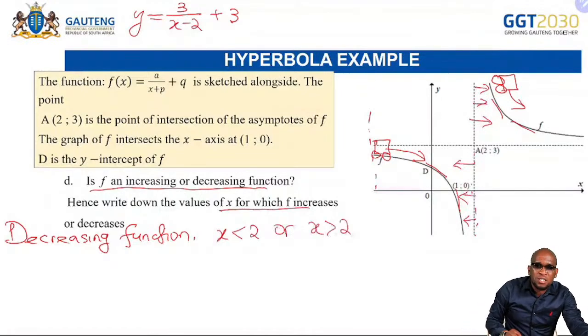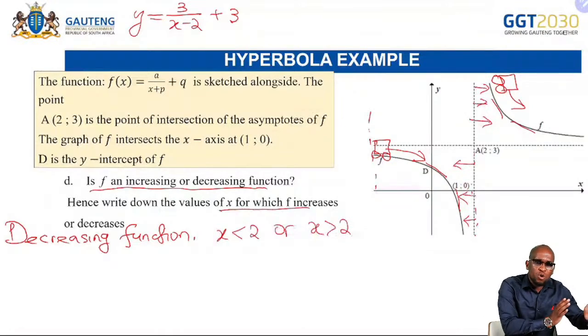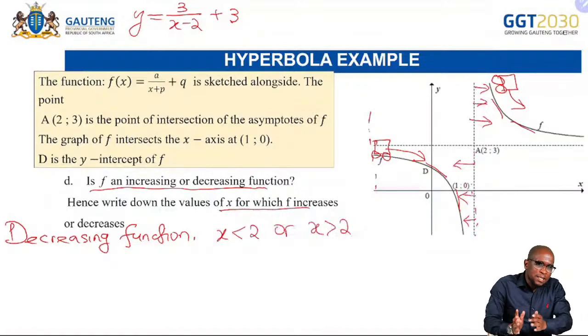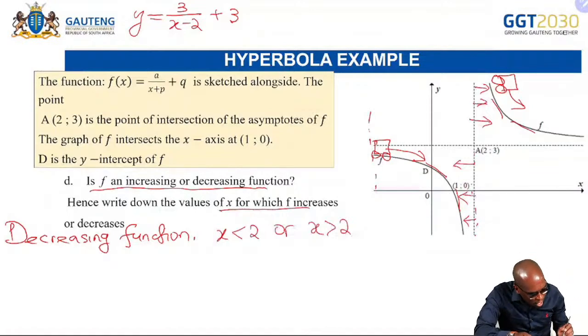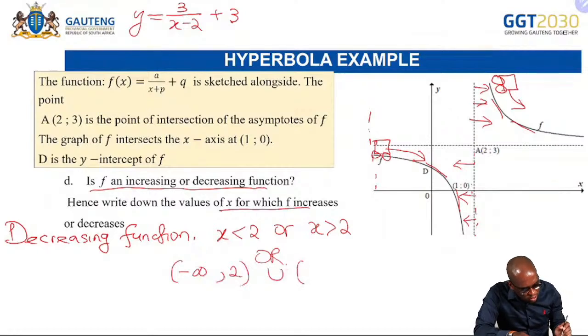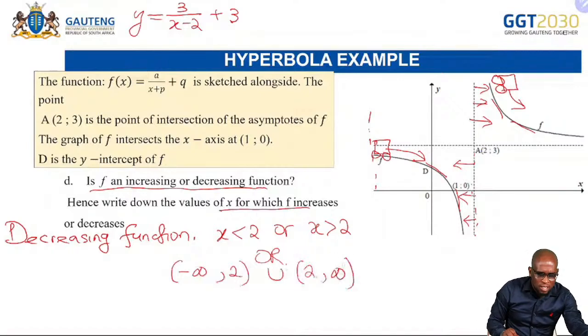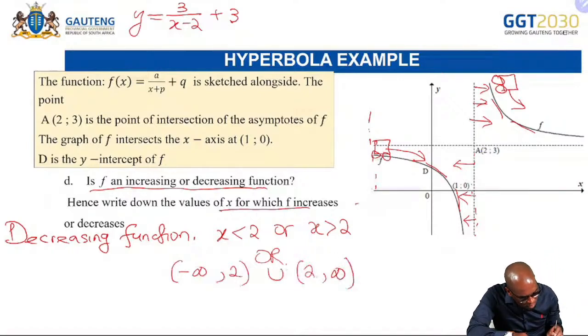It is decreasing on the left hand side of the asymptote as well as on the right hand side of the asymptote. Alternatively, we can write this in interval notation, where we say the graph is increasing from minus infinity to 2, which we unify with 2 to positive infinity. That is where the graph is defined. It is defined from minus infinity to this point here, 2. That's the first one: minus infinity to 2.